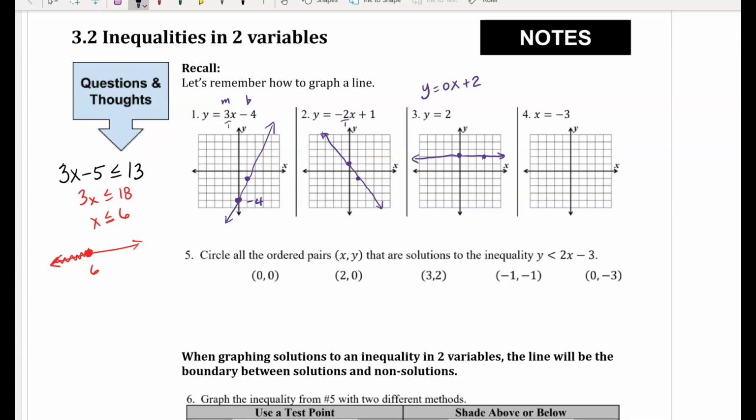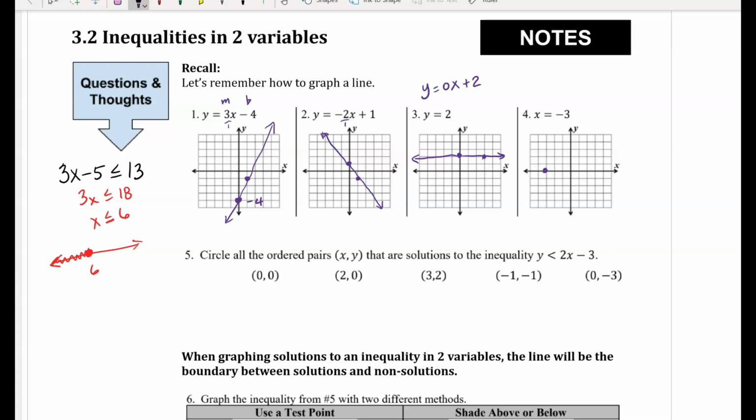Now question 4 looks really strange. It has no slope at all. And if we have no slope, because we have no y value, then that means that we have a vertical line. And we can think about this way. X is -3 regardless of what y is. So y can be anything. X is always going to be -3.